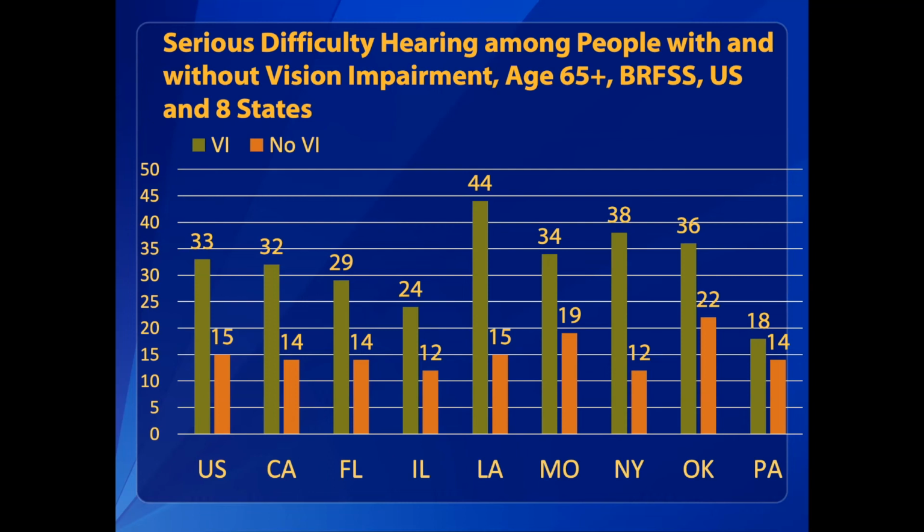We shared these data with some folks in Louisiana, and one person there mentioned that there was a high prevalence of Usher syndrome among the Cajun population. And so that begins to make sense.